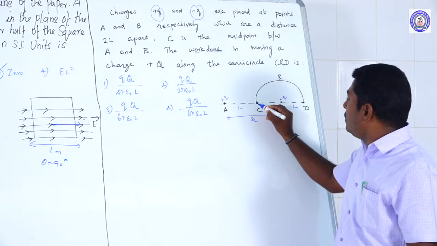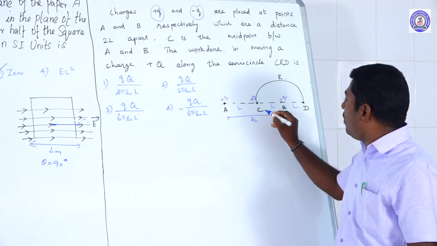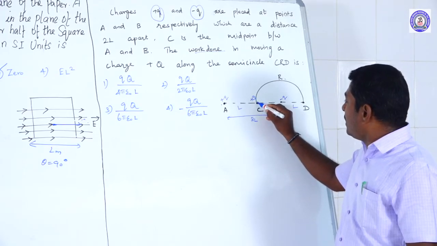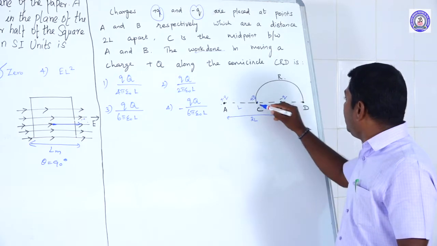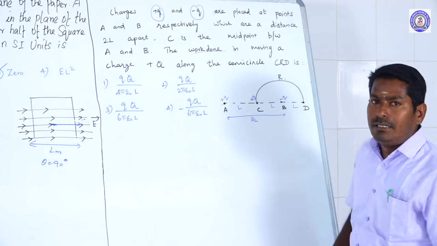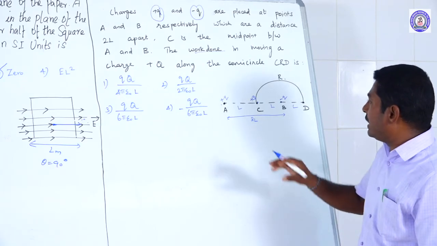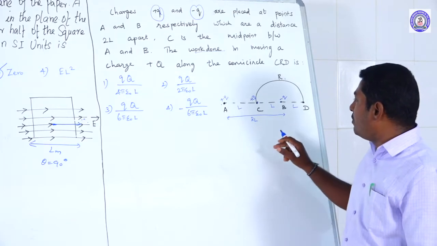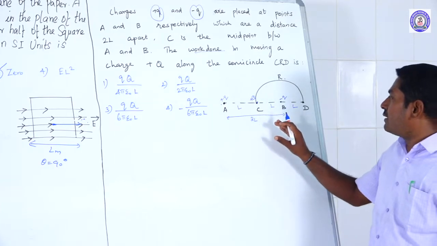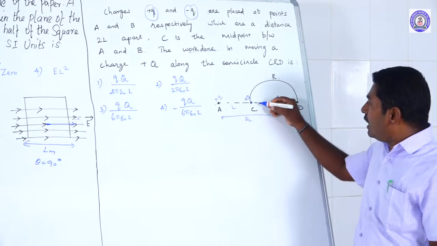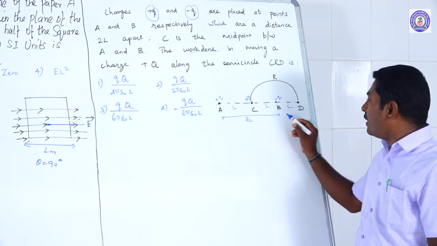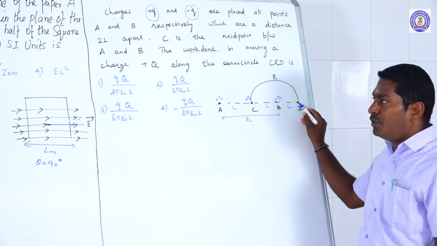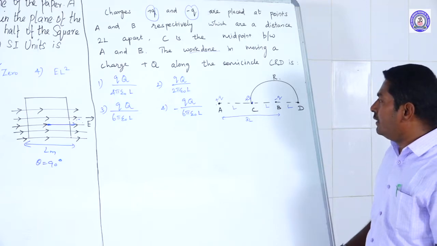Initially the plus q charge is placed at point C. Then this plus q charge is moved from point C to point D through the semicircle. In a conservative electrostatic field, the total work done in moving the charge is independent of the nature of the path followed by the body. It entirely depends upon the initial position and the final position in the conservative field.